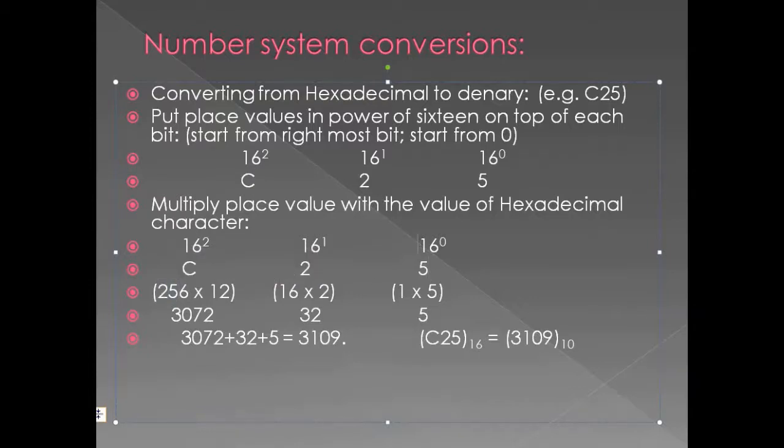Now what you need to do is, whatever number you get by solving this power, you have to multiply it with the actual number, or you can say multiply the place value with the value of the hexadecimal character. You have to multiply it with its relevant place value. So 16 power 0 is 1, we multiply it with 5. 16 power 1 is 16, and the hexadecimal digit is 2, so we multiply it with 2. 16 2s are 32, and then the value for C is 12, and we multiply it with the place value. 16 power 2 is 256, so 256 multiplied by 12 is 3072. Now we add all these three together and we get 3109. We have converted our hexadecimal into denary.